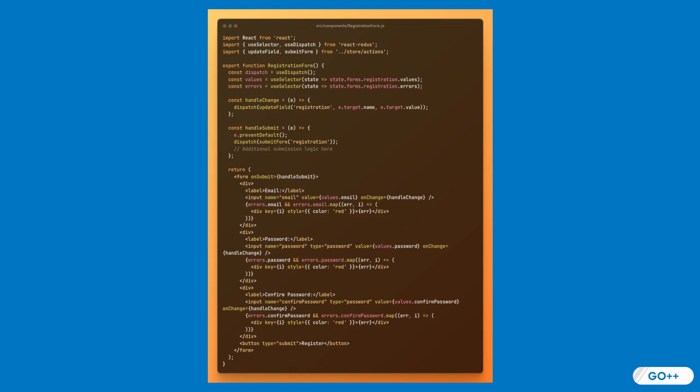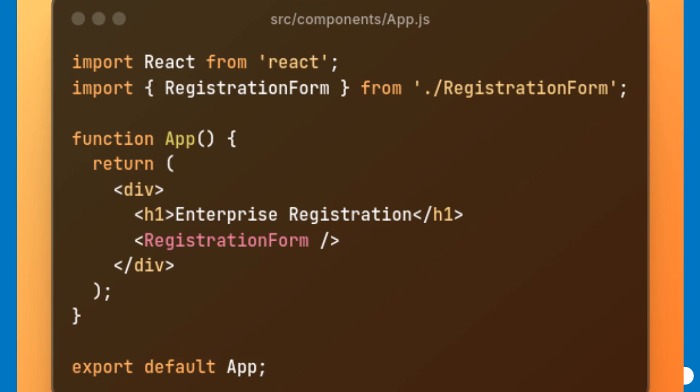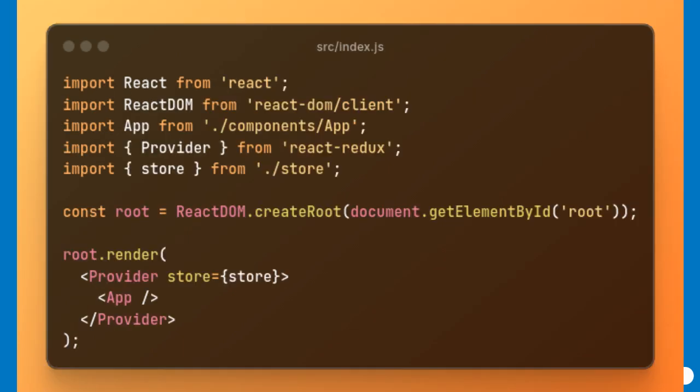This React component implements the registration form UI. It reads field values and errors from Redux, dispatches field updates, and triggers form submission. Error messages from validation are displayed in real time. This component acts as the app's entry point, rendering the registration form and any other enterprise UI elements. This is the main entry point for the React application. It wires up Redux with React using the provider and mounts the app.